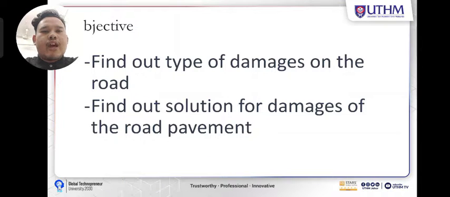The objectives are to find out the types of damage on the road and to find out solutions for damage to the road pavement.